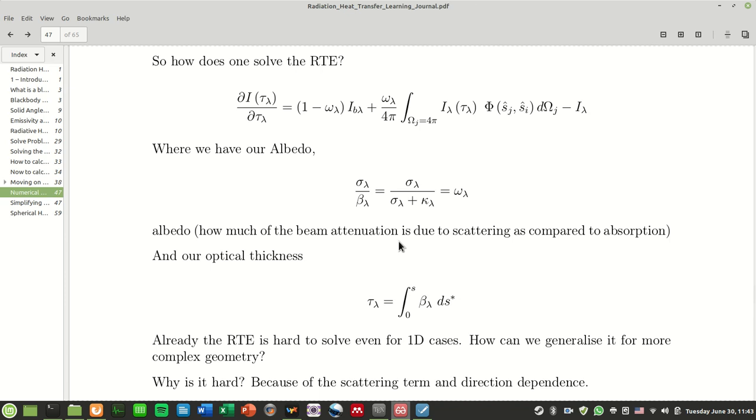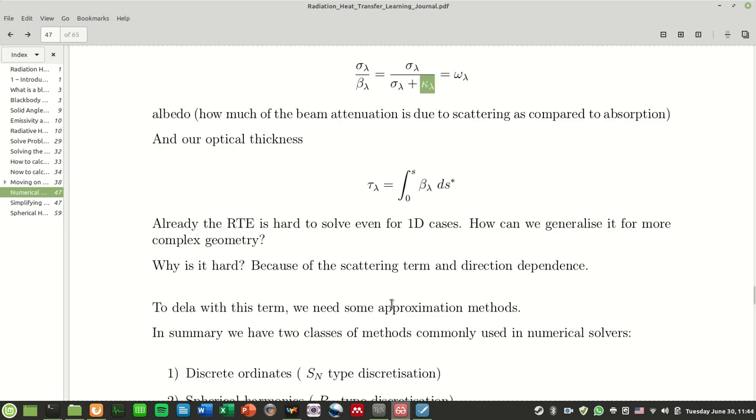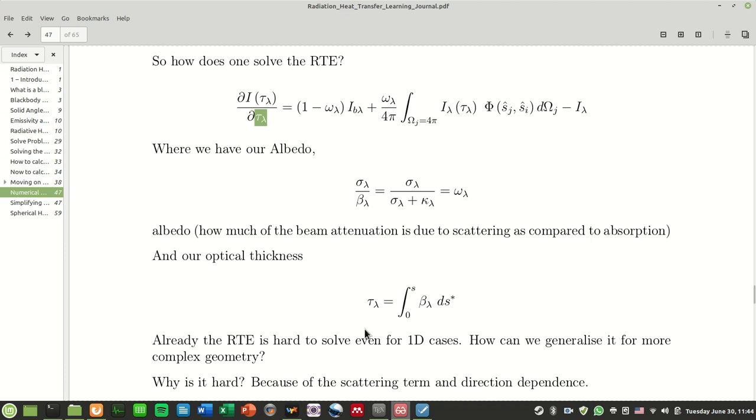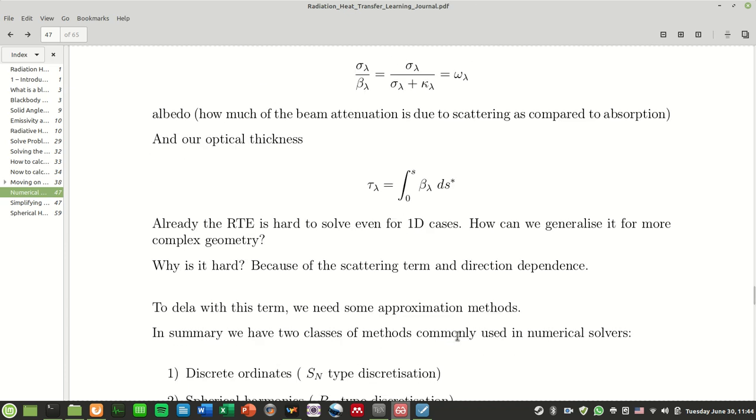Albedo is the ratio of the scattering coefficient to the extinction coefficient, where the extinction coefficient is the scattering coefficient and absorption coefficient added together. So this is the albedo, which is how much of the beam attenuation is due to scattering as compared to absorption and scattering together. If we see this tau lambda, just to refresh, it is the integral of our beta lambda from 0 to whatever distance you are talking about.